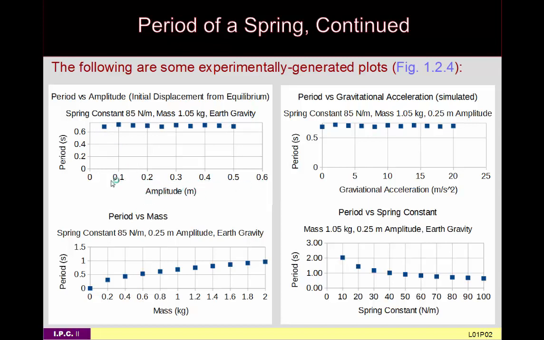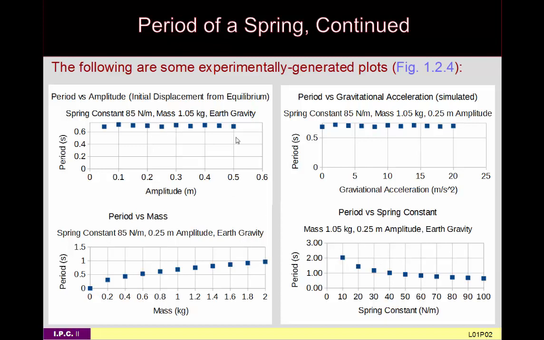So in this case, I'm varying the amplitude, which is the initial displacement from equilibrium. In this case, I simulate a variation in the gravitational acceleration. Here I'm simulating the changes of mass and how that affects the period of the spring. In this one, I'm changing the spring itself, so I have a different spring constant. I'm seeing how that affects the period of the spring.